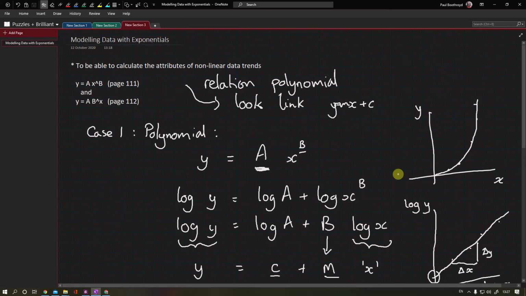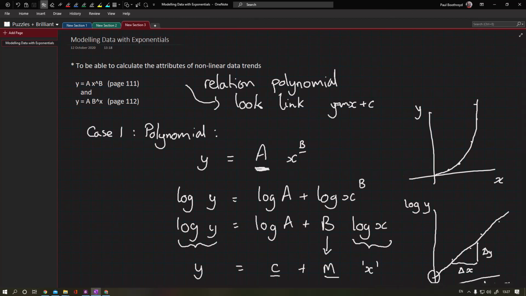Okay, hopefully that should allow you to get started with the exercises in the textbook on pages 111, 112, 113.